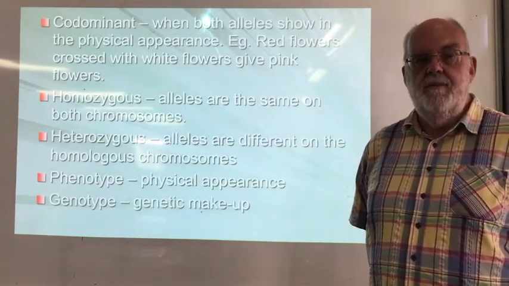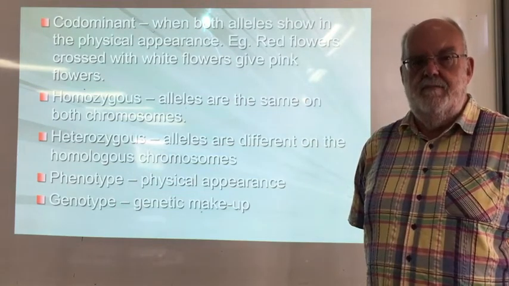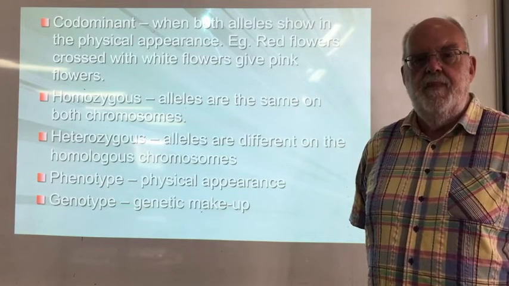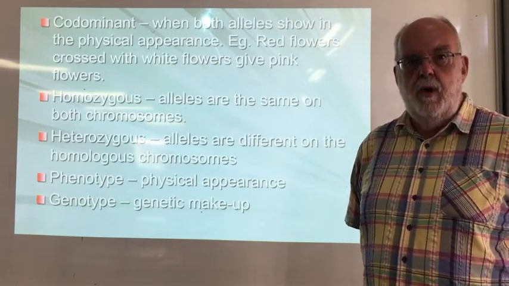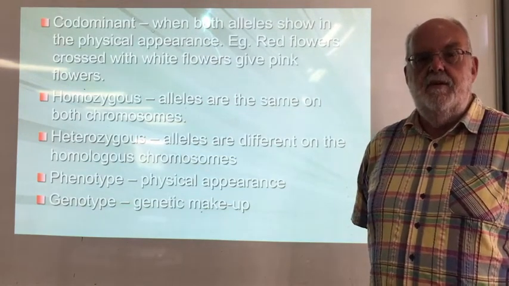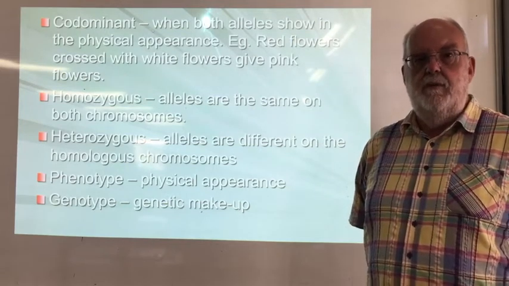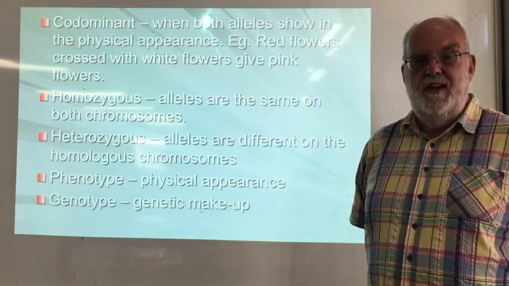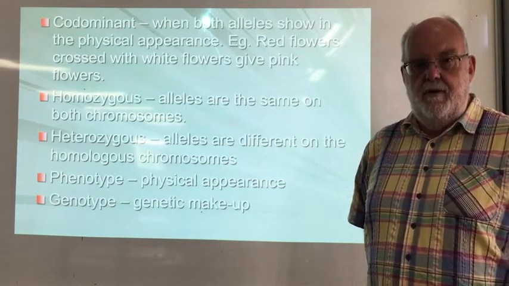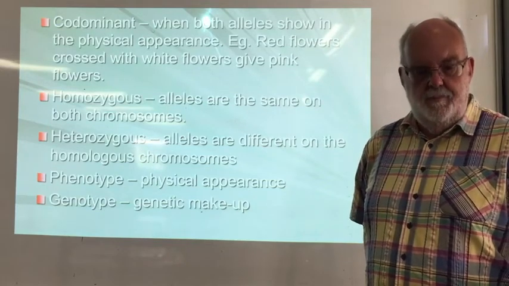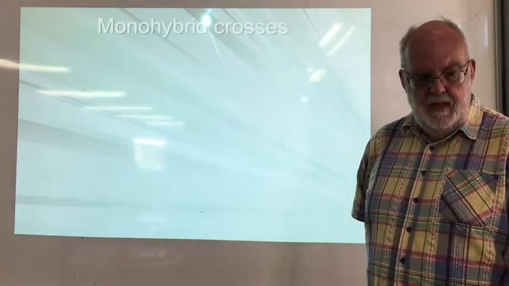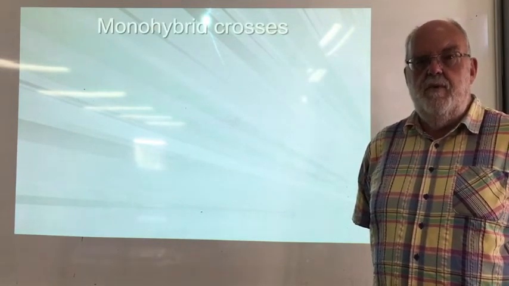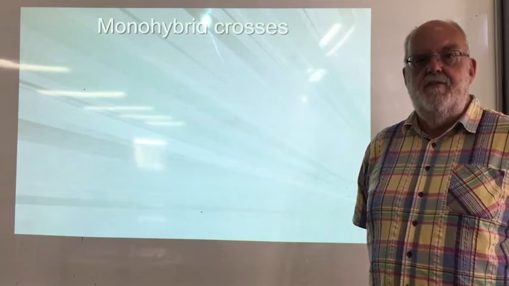So it might be homozygous for brown eyes, in which case it's got both the brown alleles, one from each parent. It might be homozygous for blue eyes, in which case it's got the recessive blue allele from each parent. Or it might be heterozygous, in which case it's got one allele from each parent, the brown one from one parent and the blue one from the other. So now moving on to monohybrid crosses. Monohybrid, remember as I said at the beginning, is the inheritance of one characteristic.